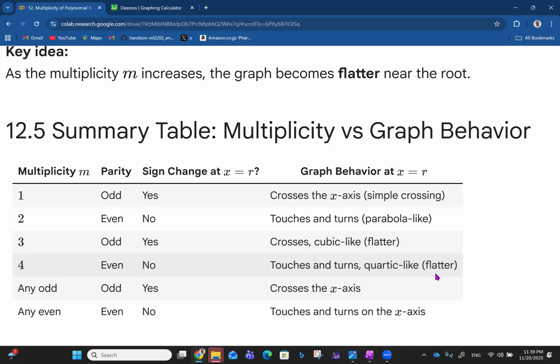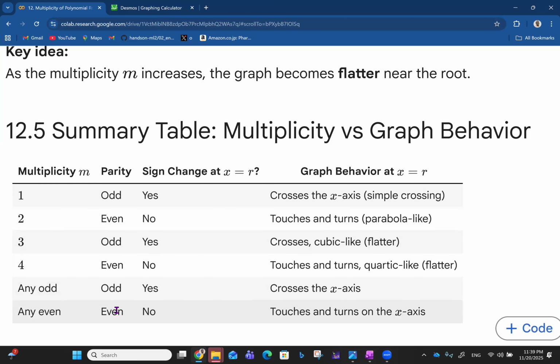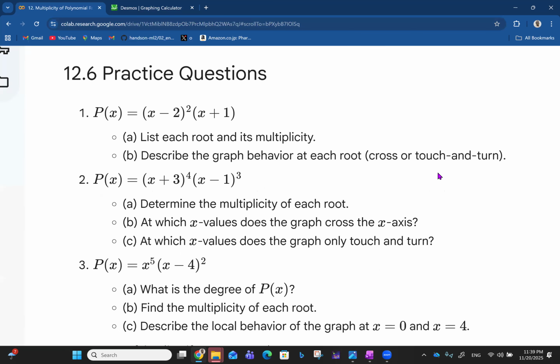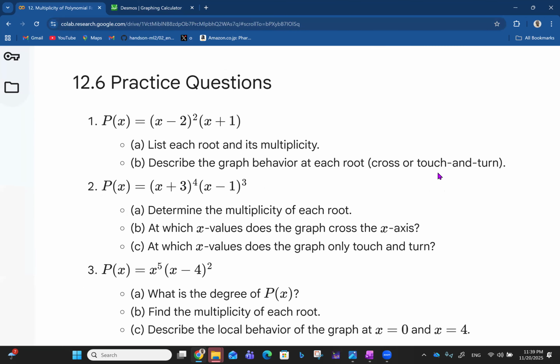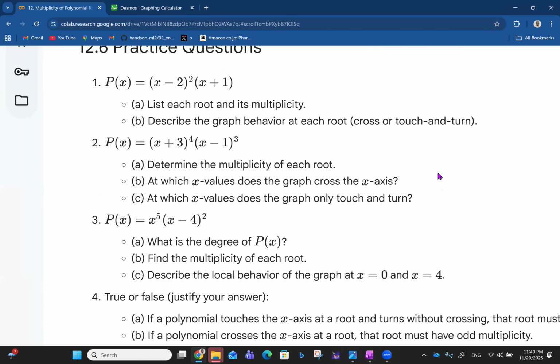So it touches and turns, and it's flatter. So any odd multiplicity is odd parity, and the sign change is yes. Then the graph behavior crosses the x-axis. Any even multiplicity is even parity, there is no sign change at x equals r, and it touches and turns on the x-axis at x equals r.